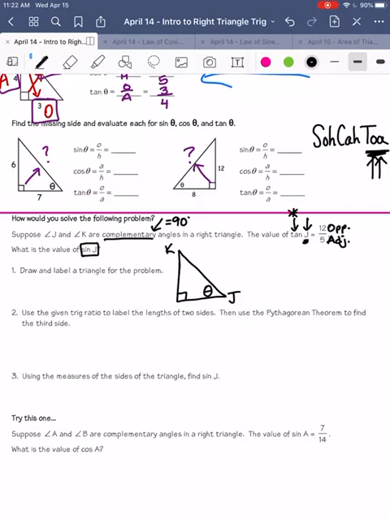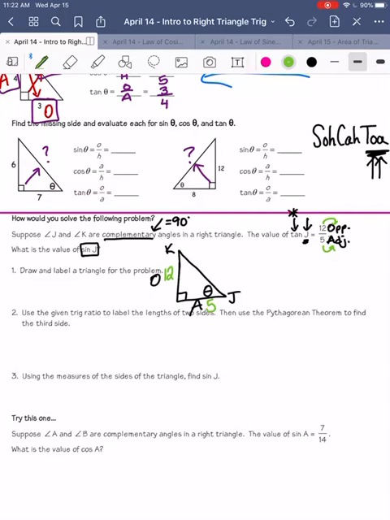So if I put my theta here at J, then the opposite side goes here, the adjacent side goes here, and now I can put the 12 in this spot because that goes with the opposite, and the 5 goes with the adjacent, so it goes here. All right, so I gave you a lot of information in this little sentence for you to be able to draw the picture. All right, step 2 says, use the given trig ratio to label the lengths of the two sides. All right, we just did that.